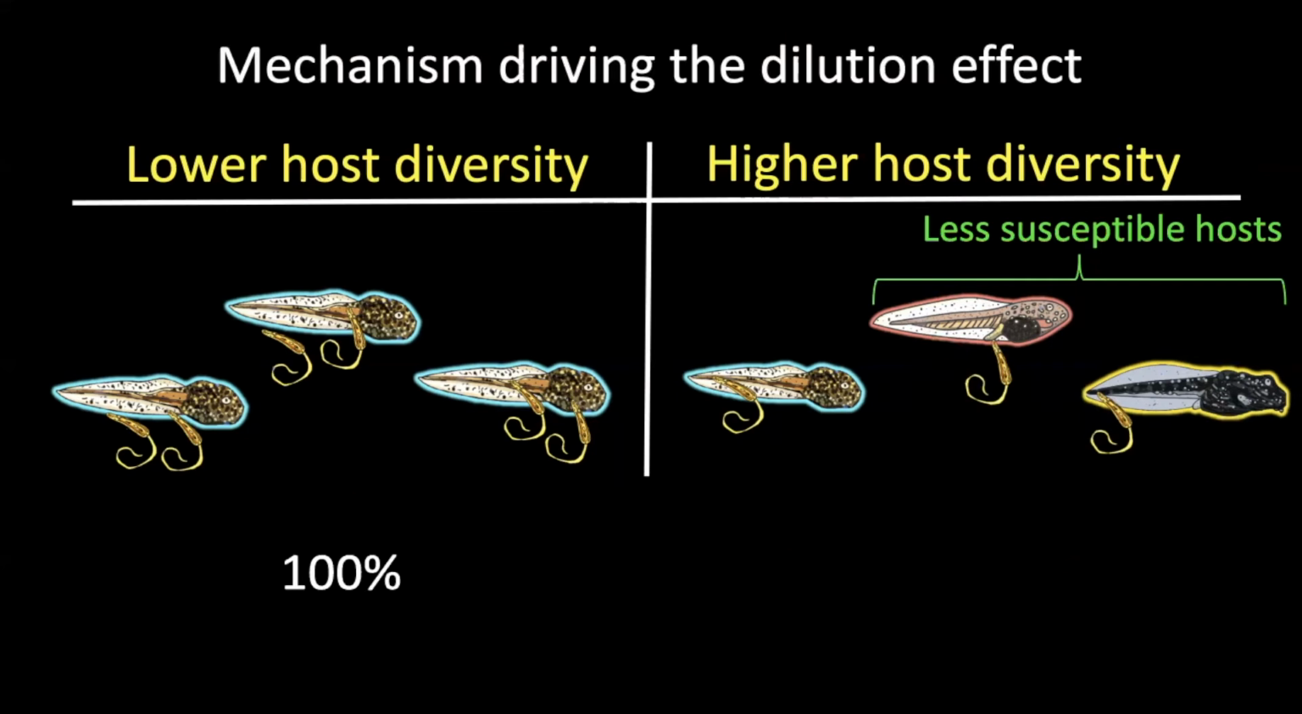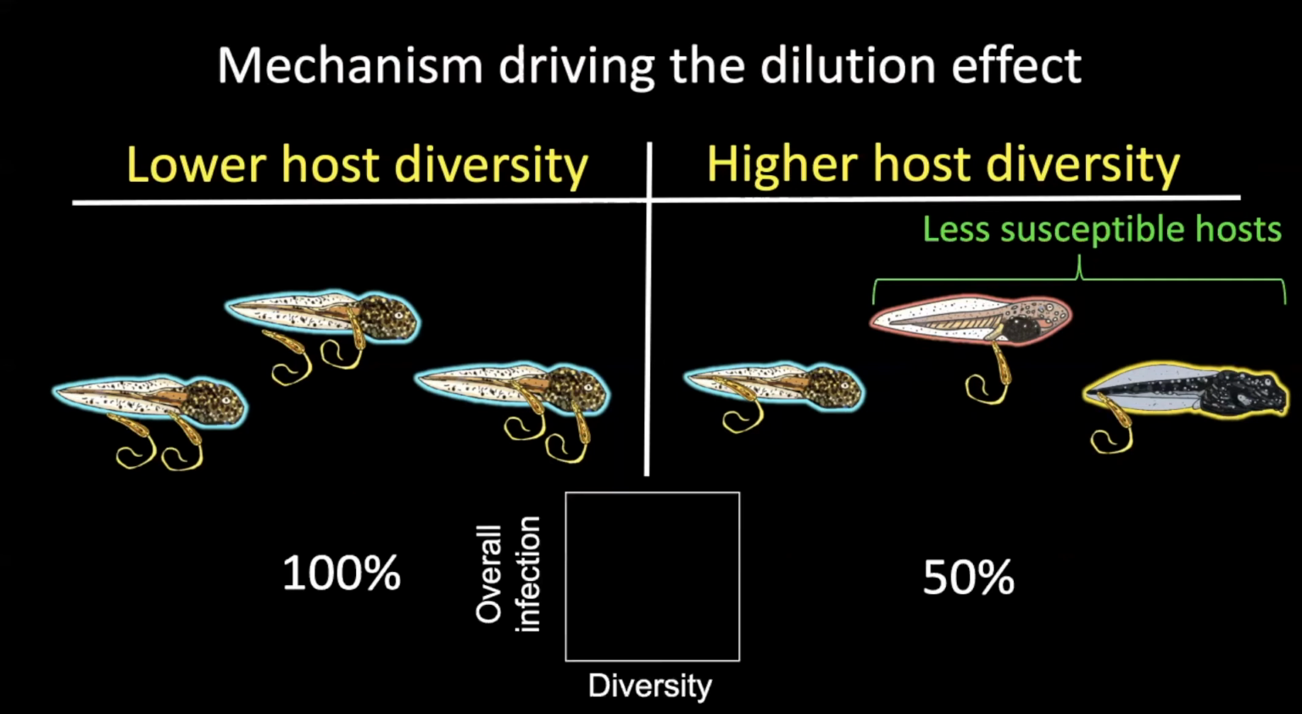And so what we see is that in the presence of higher host diversity, we see a benefit of reduced overall infection. By having these decoy hosts in the community, these decoy hosts can protect the rest of the community from infection. Graphically, it would look something like this. As diversity increases, you see a decrease in overall infection. This is the dilution effect.